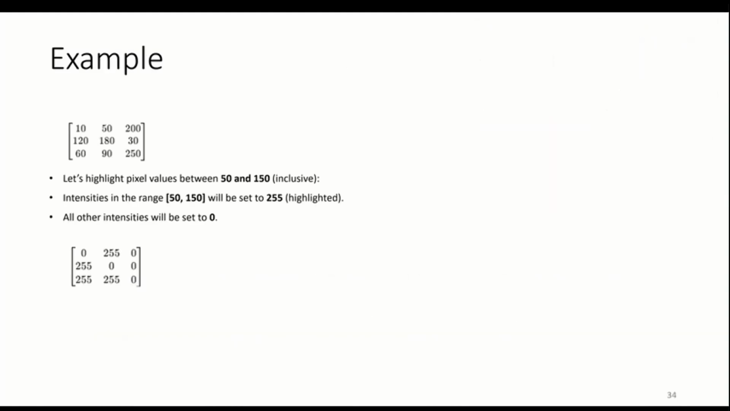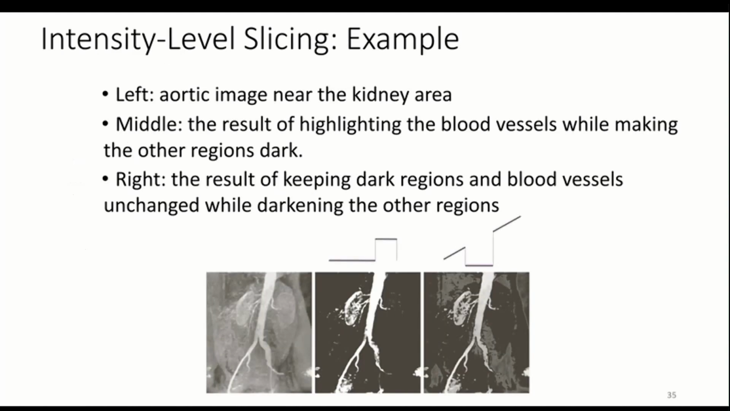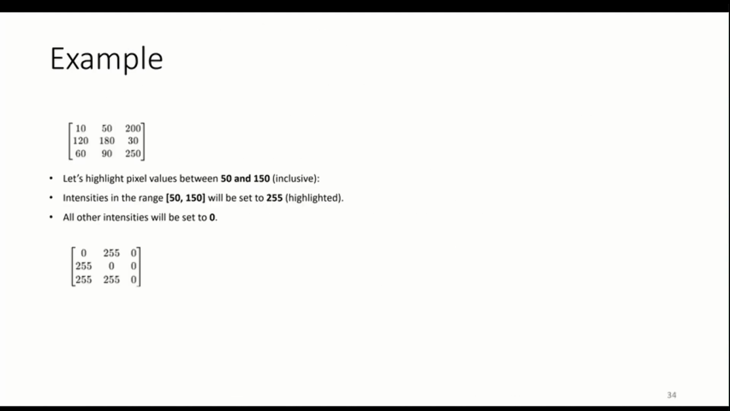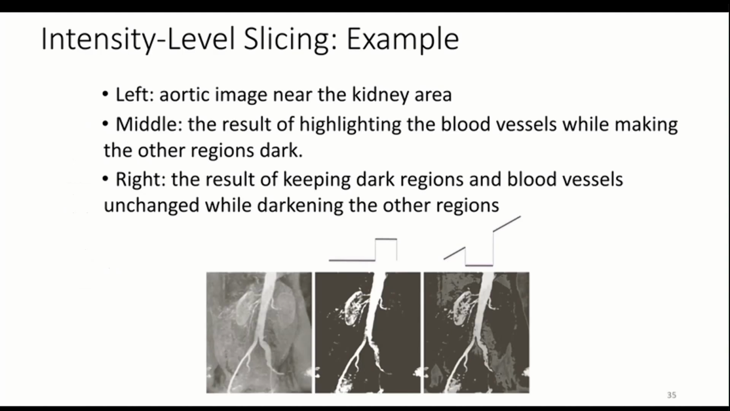Again, this is a simple example. I want to keep the intensity 50 to 150 highlighted, and the others I just make 0. Why am I giving you this micro example? Just to make sure you understand how it will be applied in your mind. This is again another very good example.